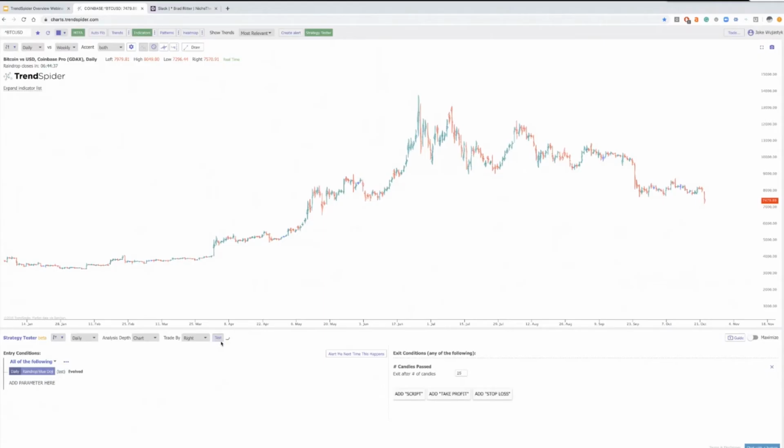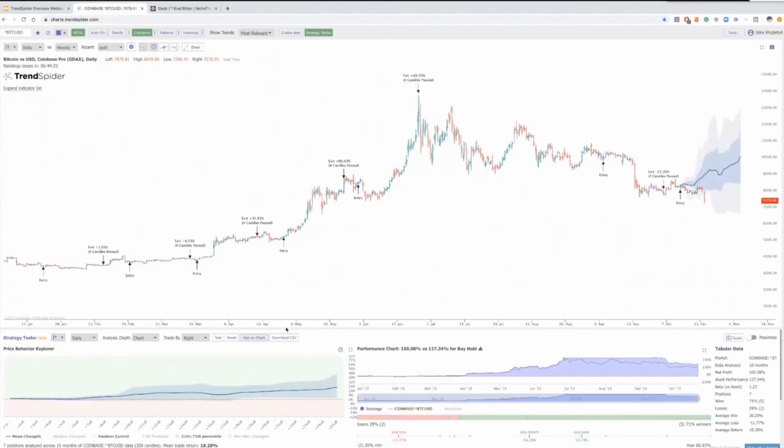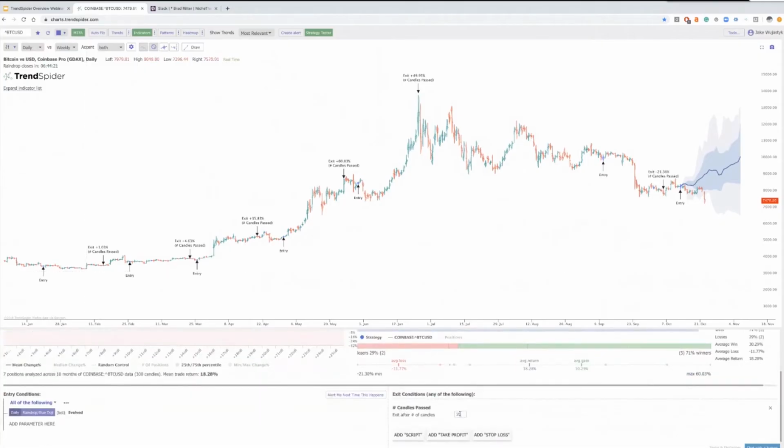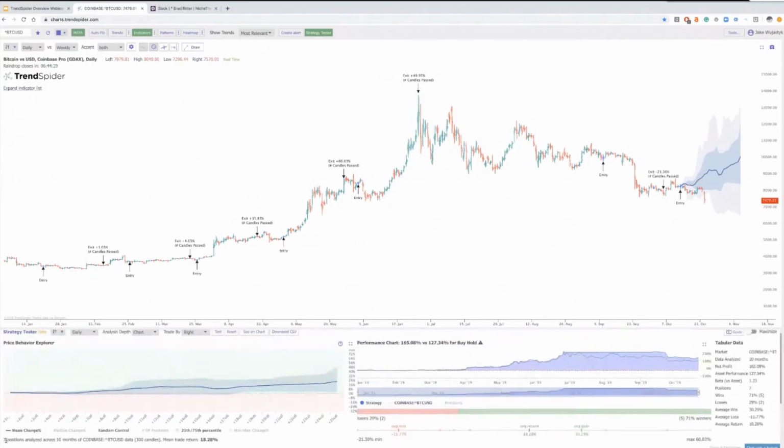So that's saying when a blue raindrop forms, what is the return after 25 candles on average? When we test that out, you can see on the chart every time a blue raindrop is formed and what the exit was after 25 candles. In this case, after 7 positions were analyzed over 10 months of data, which is about 300 candles, the mean trade return is 18.28%. A reason for that is all the big moves to the upside.